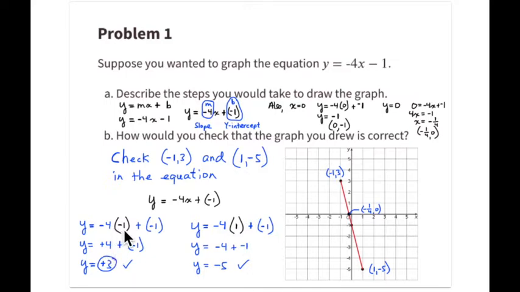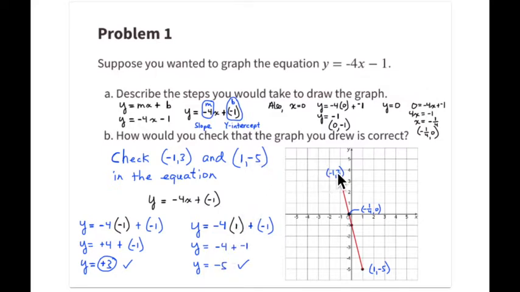So 4 times -1 is -4, and the opposite of that is +4 plus a -1. Well, 4 plus a -1 is +3. So you do get a +3 out. And on the right side, the opposite, actually -4 times 1 is -4, plus a -1. So -4 plus -1 is -5. And so you do get an answer of -5.